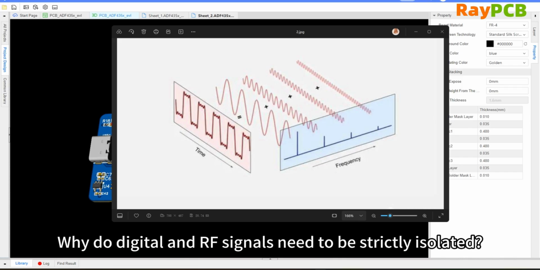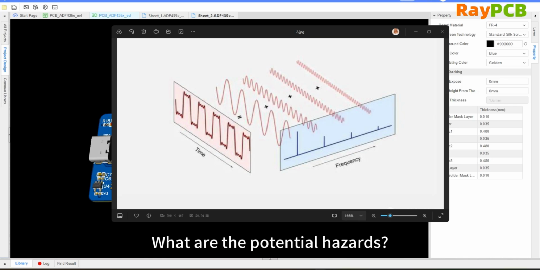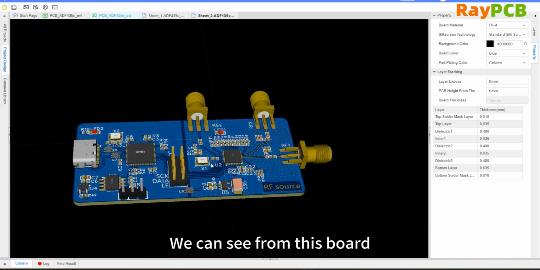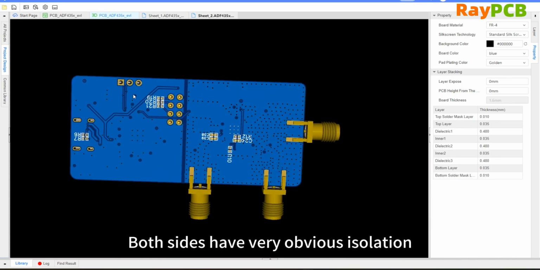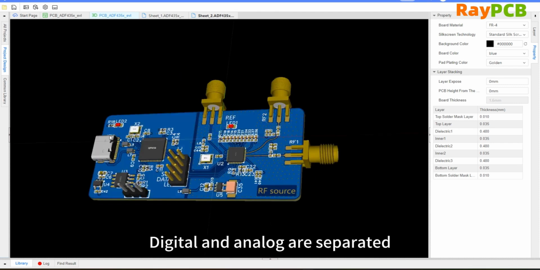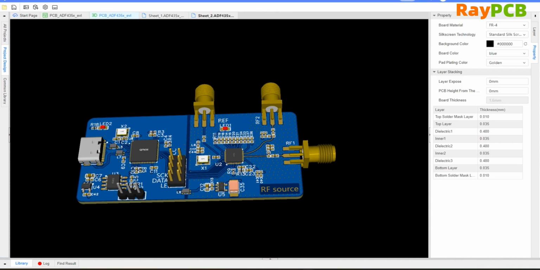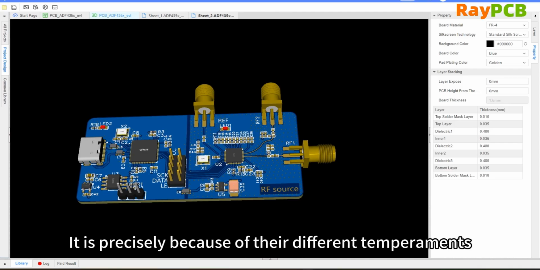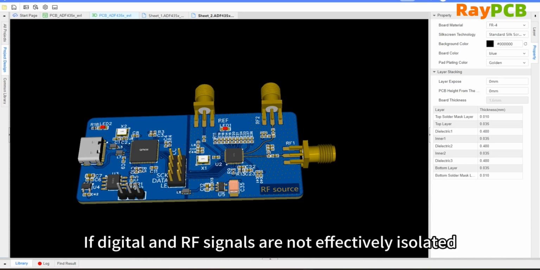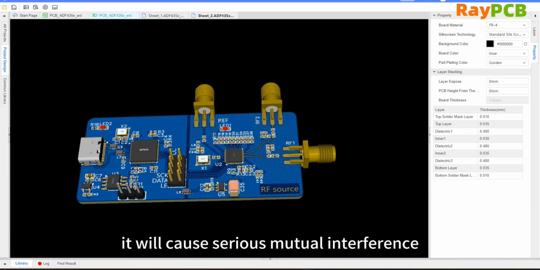Why do digital and RF signals need to be strictly isolated, and what potential hazards are there? You can see from this board that both sides have been clearly separated. Digital and logic circuits are kept apart. It's precisely because of their different characteristics that if digital and RF signals are not effectively isolated, they can cause serious mutual interference.